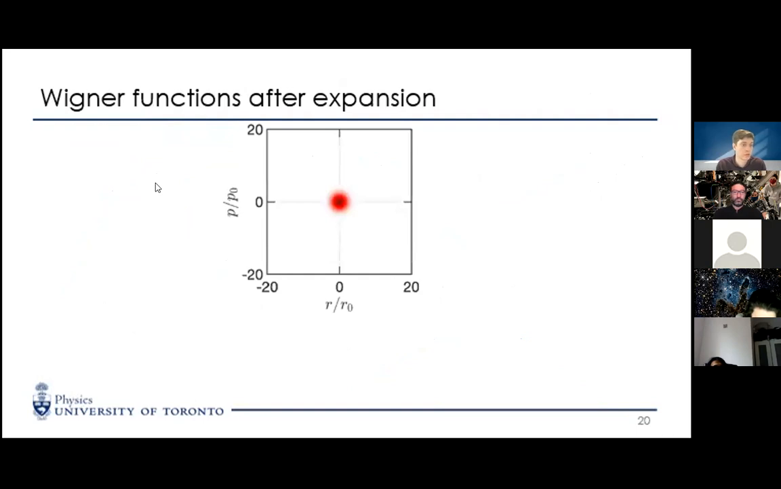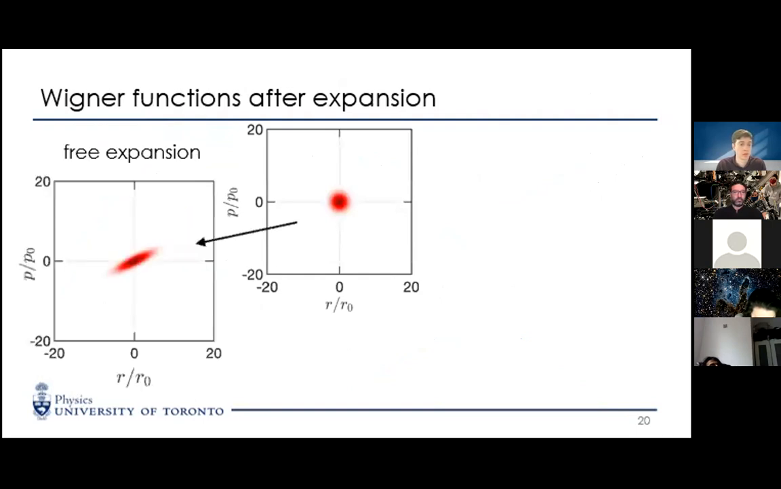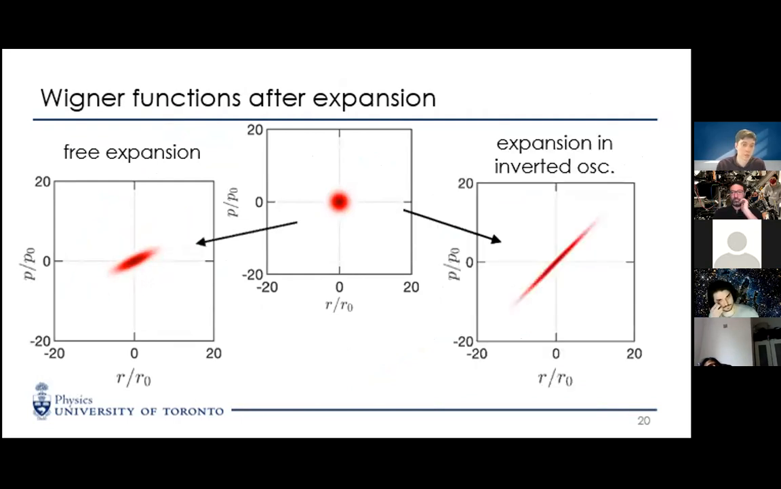What do the Wigner distributions look like? Well, in free space, we said momentum is conserved. So this positive momentum here shifts to the right, the negative momentum here shifts to the left. But with expansion in an inverted oscillator, for the same time of expansion, the cloud sort of shears much more quickly, and we increase the momentum of the cloud.